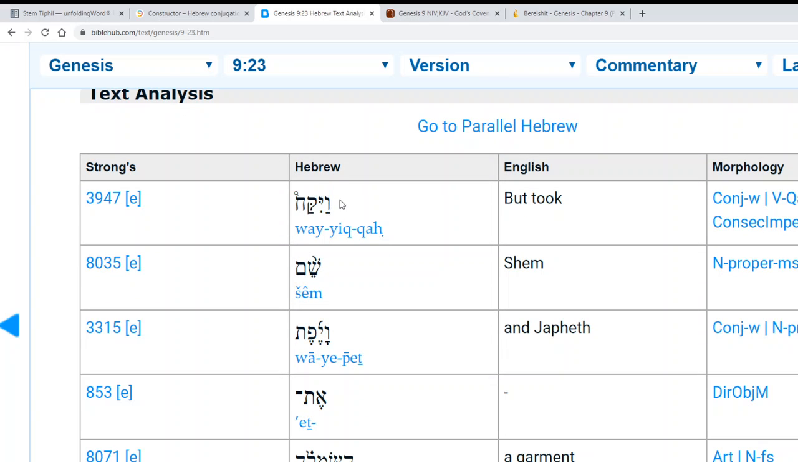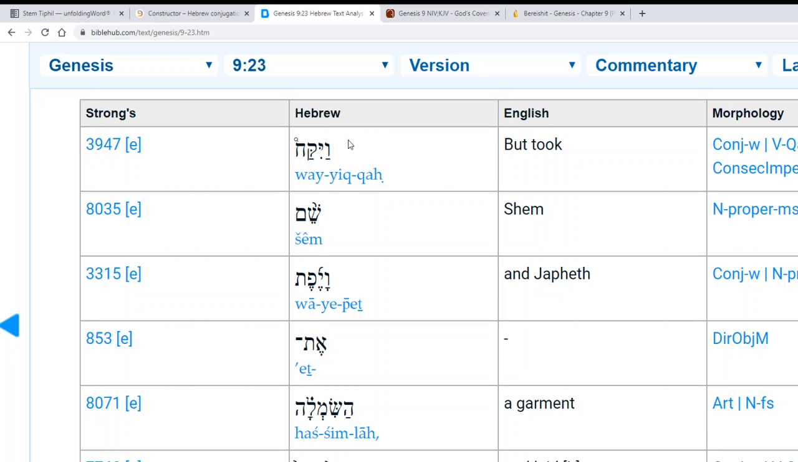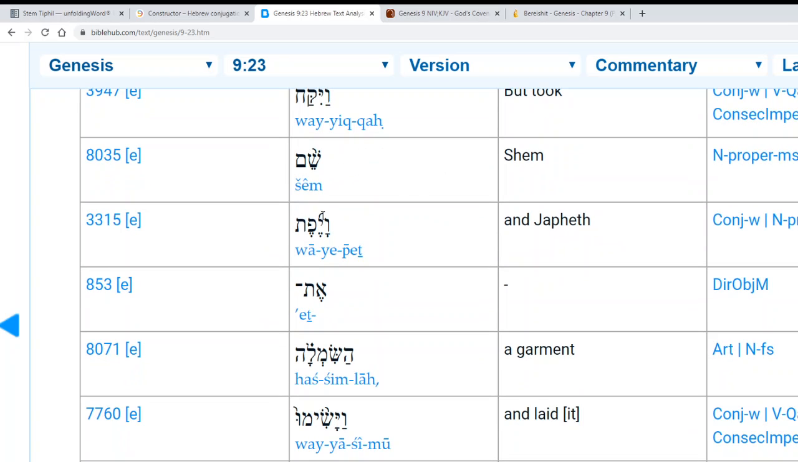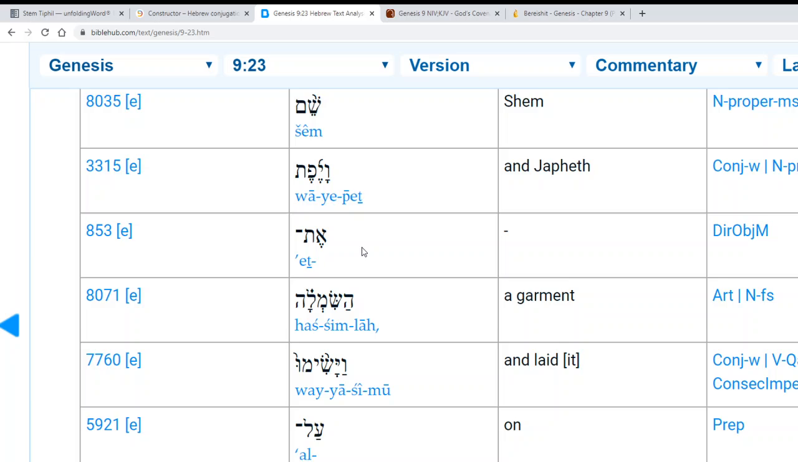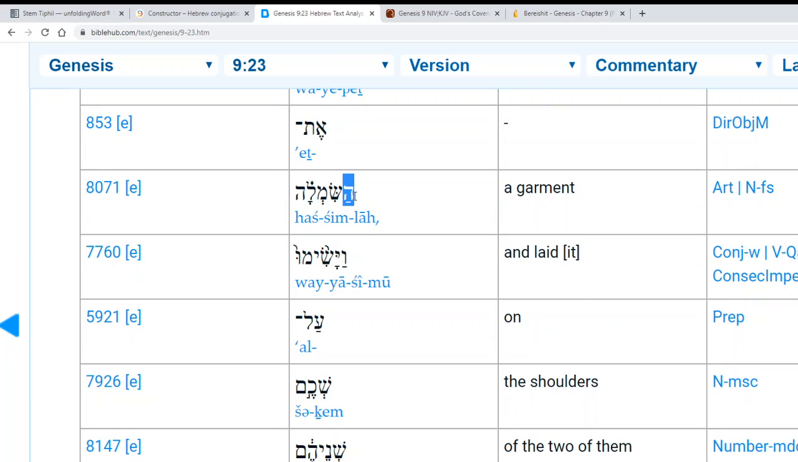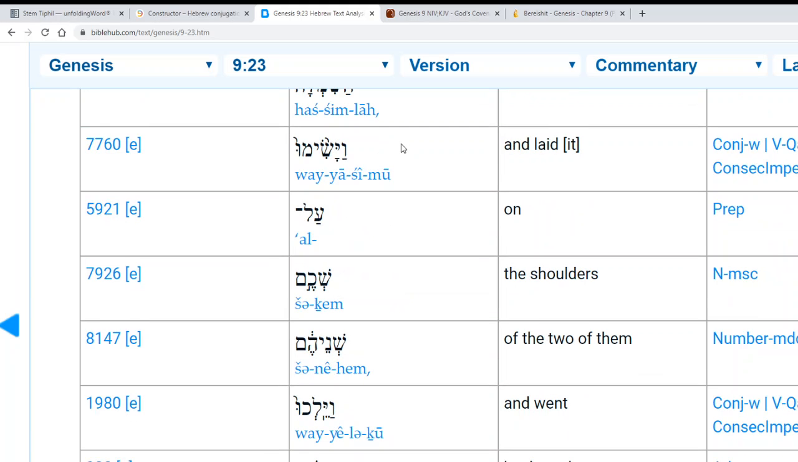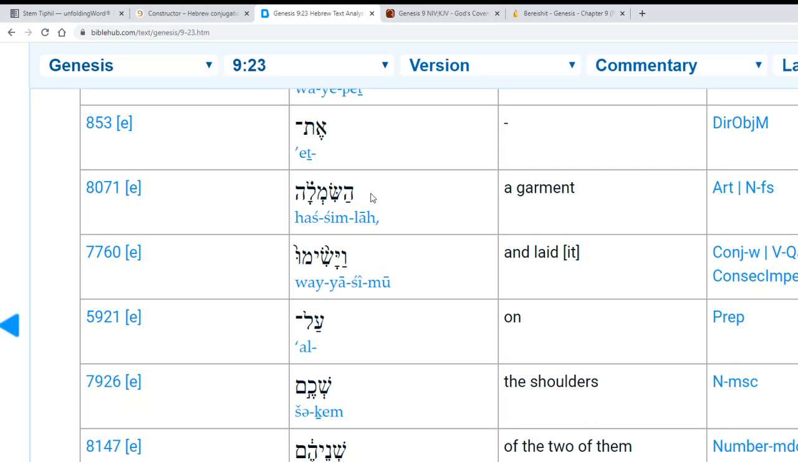Okay, so conjunctive vav, yud. We've spoken about the verb kach many times before, to take, and how it may be in different forms. So however you want to translate that, they took. Shem Yafet, so the name of the two of them, with the conjunctive vav there. Et is the direct object marker. Hasimla. So hey is the article. Simla, sin, mem, lamed, is a garment. It shows up other times. You can look at the concordance. The garment. I'm actually wondering why it's the garment as opposed to a garment, but it's the garment.